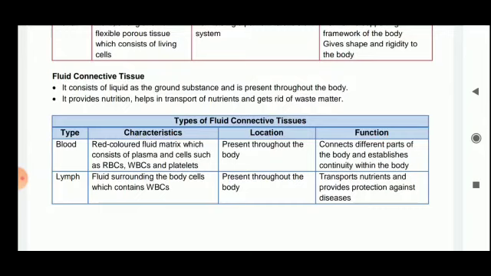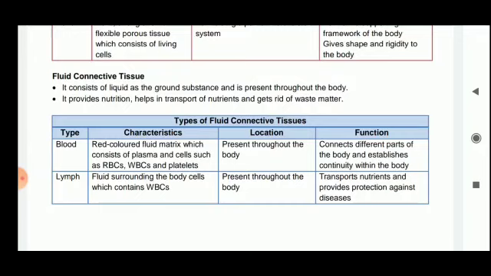Now we move to the second type of fluid connective tissue, which is lymph. It is the fluid surrounding the body cells which contains WBCs. So basically it surrounds the body cells which contain WBCs. That means WBCs are a type of blood cells, but they are surrounded by a fluid which is called lymph.